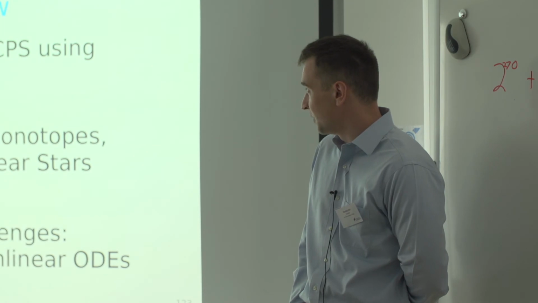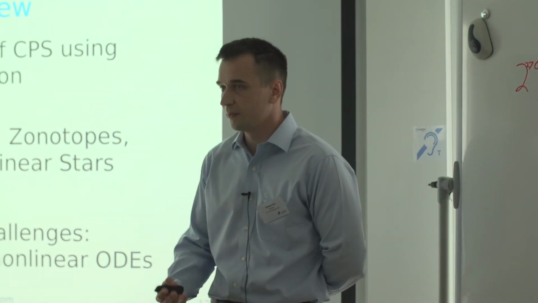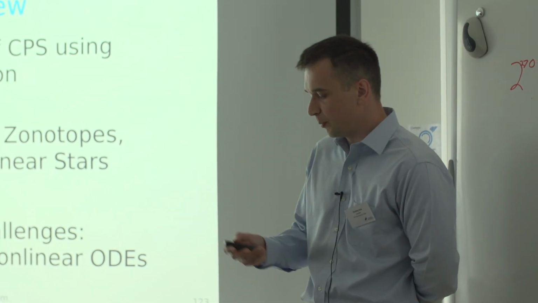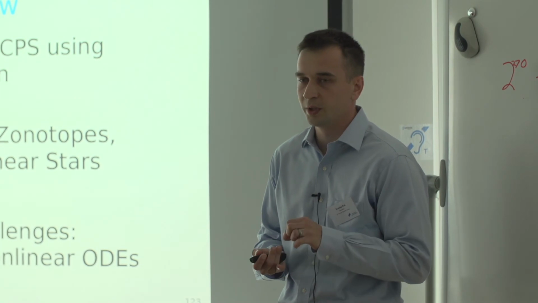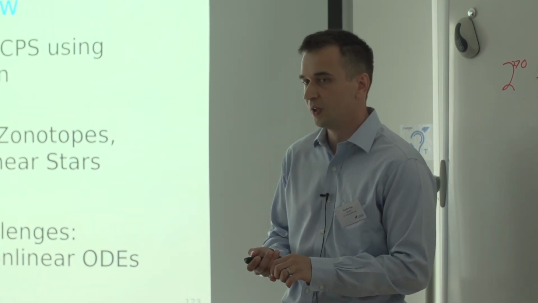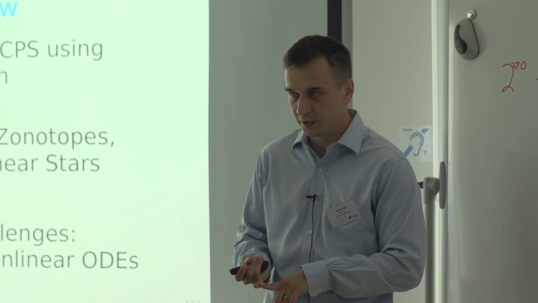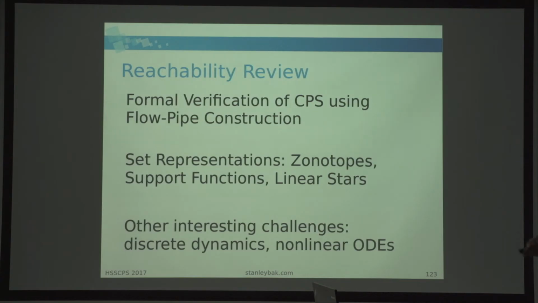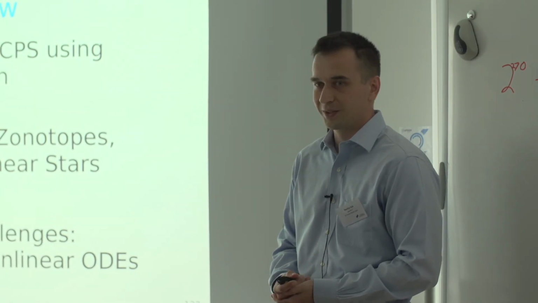OK, so that's it. My review is basically, we want to formally verify hybrid systems using this method called flow pipe construction. Flow pipe construction critically depends on certain set operations, so it's important to look at data structures for sets. The three that were important were zonotopes, support functions, and generalized star sets. But I only covered one piece of the problem. There's also discrete dynamics I didn't really mention, and nonlinear ODEs I didn't talk about at all either. So, this concludes my talk.